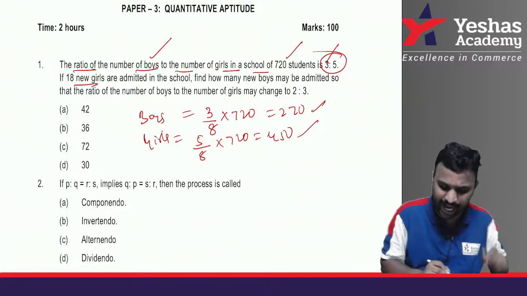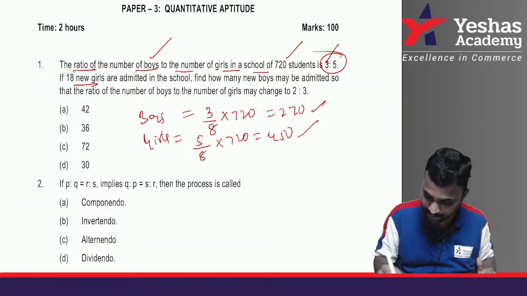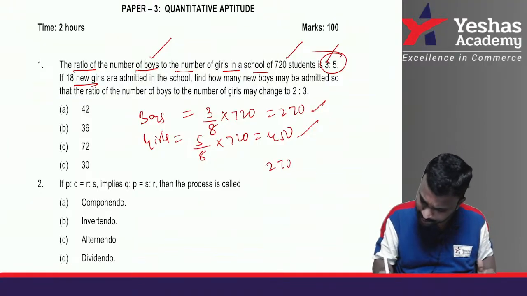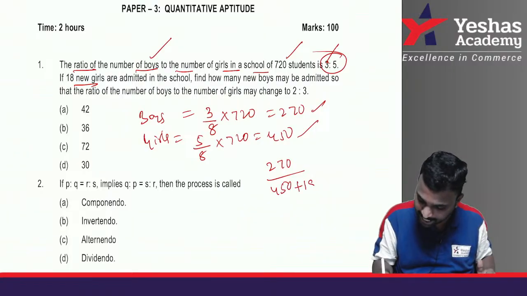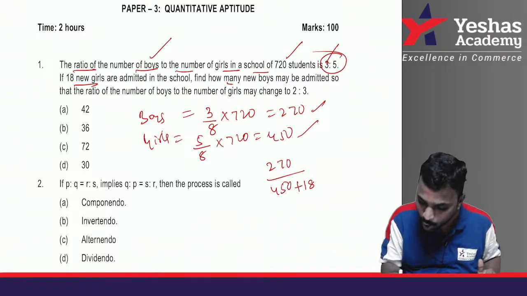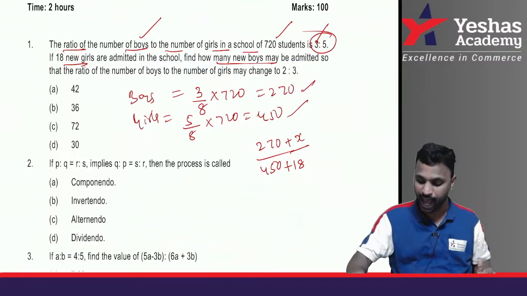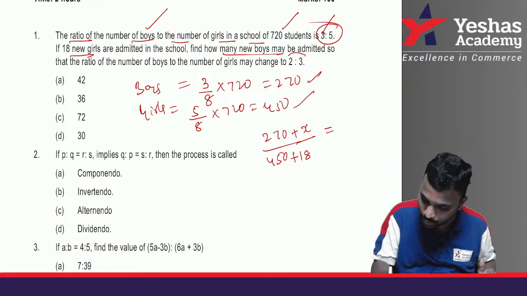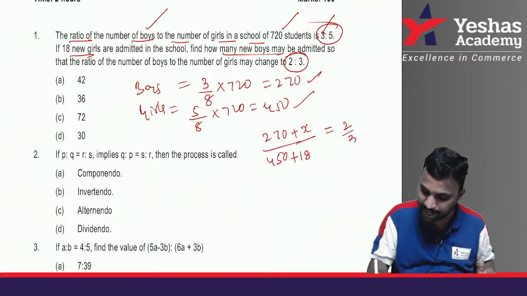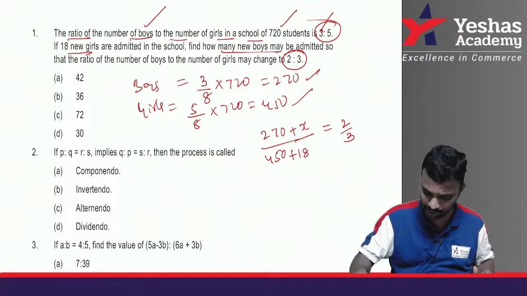Now what they've said, 18 new girls were admitted. So the number of boys is 270, the number of girls was 450. How many new girls were admitted? 18 new girls were admitted. And how many new boys? We don't know how many new boys, let it be X. So that the ratio changed to what? 2:3, that means 2/3. Just do the cross multiplication, guys.